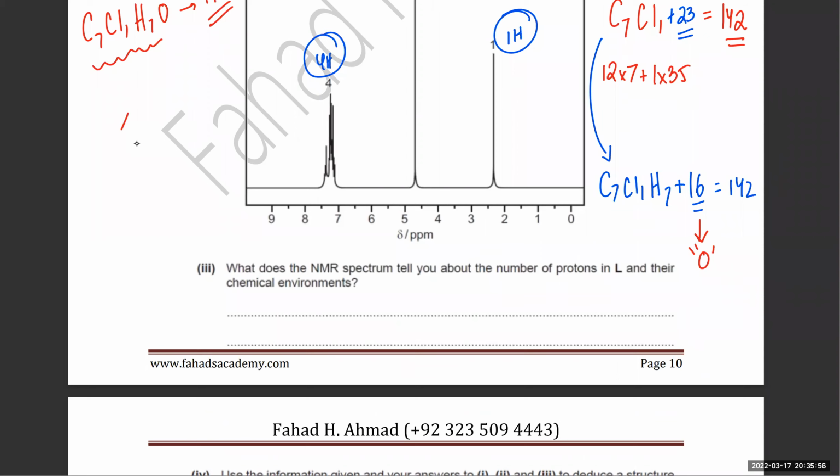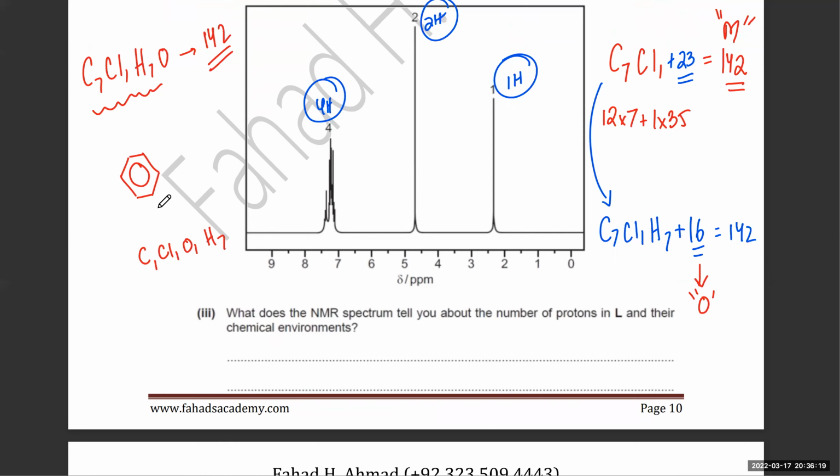It's probably going to be, so that is 6 carbon atoms out of the way, right? So what am I left with? I'm left with 1 carbon, right? And I'm left with 1 Cl, 1 oxygen, and 7 hydrogens, right? So the 6 carbons can be accounted for in the benzene ring.